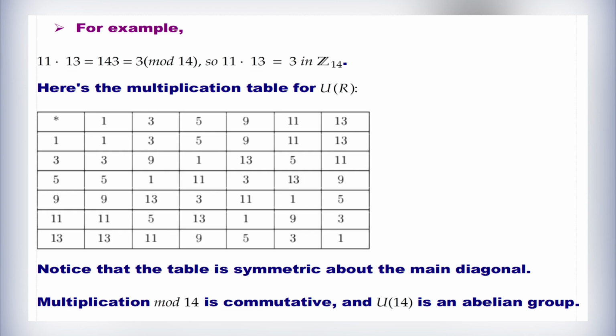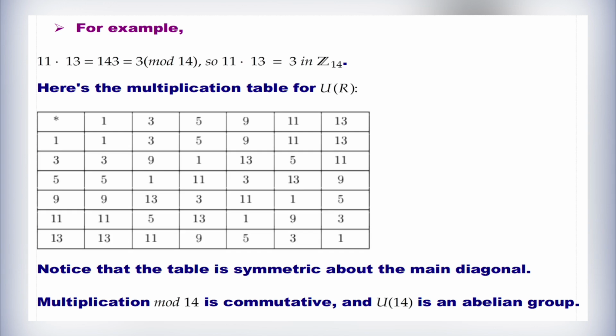Similarly, 3 star 11 is 5, 3 star 13 is 11, 5 star 3 is 1, 5 star 5 is 11, 5 star 9 is 3, 5 star 11 is 13, 5 star 13 is 9, 9 star 5 is 3, 9 star 9 is 11, 9 star 11 is 1, 9 star 13 is 5, 11 star 3 is 5, 11 star 5 is 13, 11 star 9 is 1, 11 star 11 is 9, 11 star 13 is 3, 13 star 1 is 13, 13 star 3 is 11, 13 star 5 is 9, 13 star 9 is 5, 13 star 11 is 3 and 13 star 13 is 1.